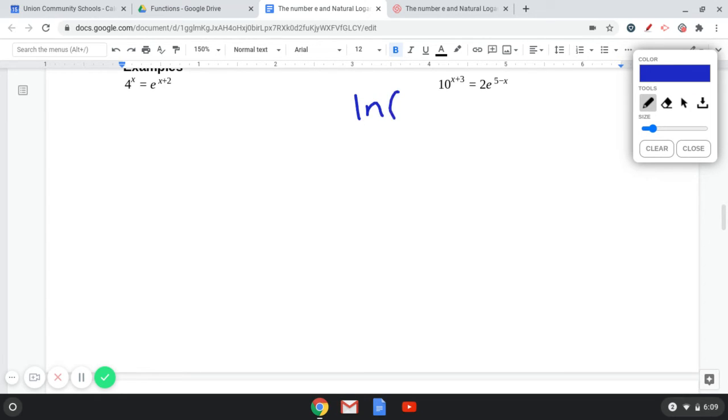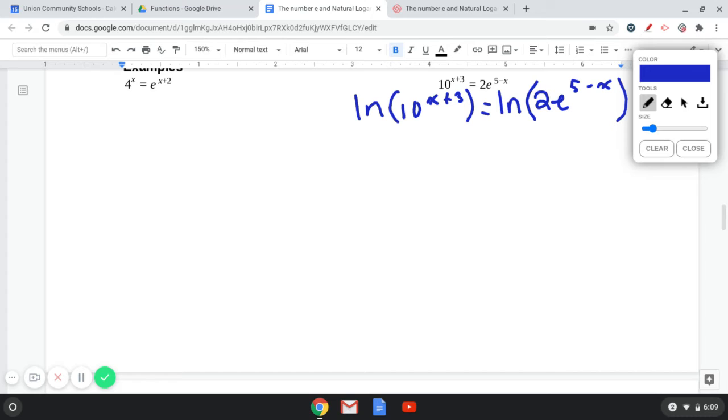So this ends up being the natural log of 10 to the x plus 3 equals the natural log. Make sure you take the natural log of everything on each side, okay? Don't split it up yet because we have to use our log rules to do that. So this is the natural log of 2 times e to the 5 minus x. Whole side, everything in it. Even if we had 2 plus e to the 5 minus x, take the natural log of the entire thing.